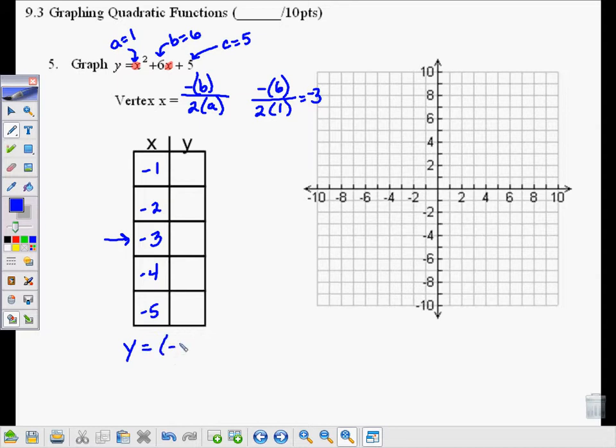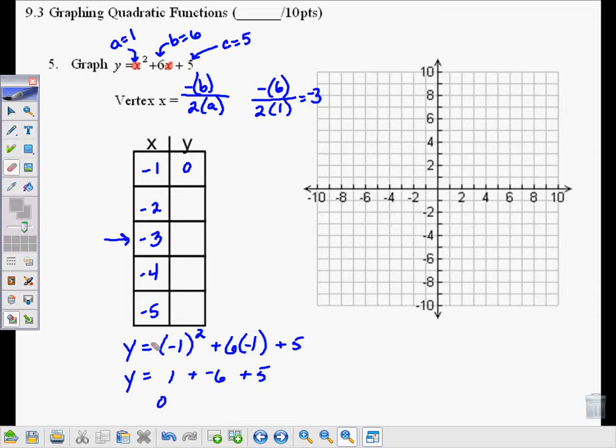So I'm going to put in -1 first, and use parentheses when you do this. It's squared. That'll help the calculator and you from making arithmetic mistakes. Plus 6 times -1 plus 5. Fantastic. So then that gives us y equals 1, because -1 times -1 is 1, plus -6 plus 5, which actually comes out to 0. So that goes along with 0.